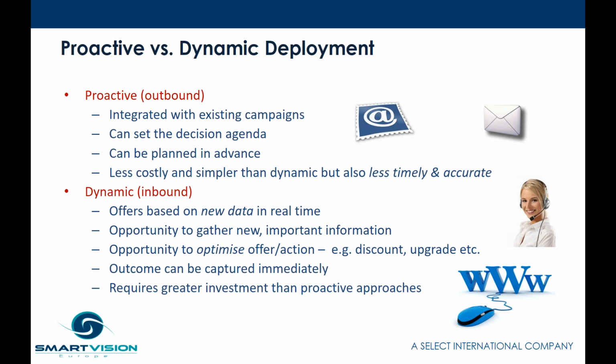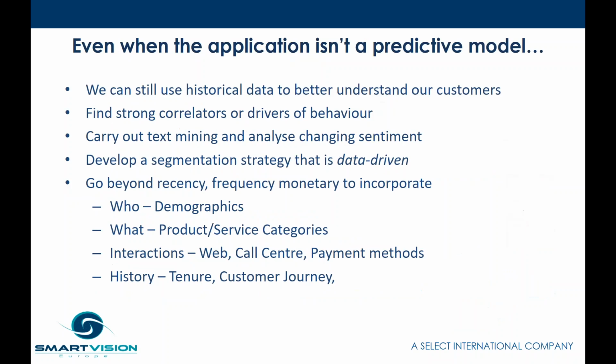Whereas if we're doing a proactive outbound, we've got to wait around to see what happens, to see if they respond to it and whether or not they renew. However, dynamic or inbound real-time scoring is more complicated and requires a slightly greater investment than proactive approaches. So there are some pros and cons here. There are pretty important pros and cons, just with regard to how we make these decisions that the model is suggesting to us based upon the probabilities.